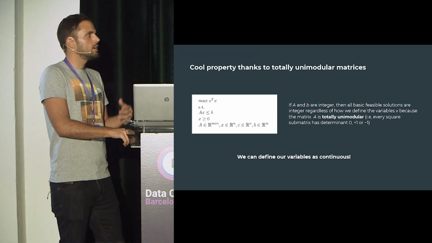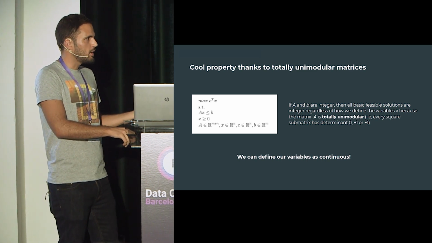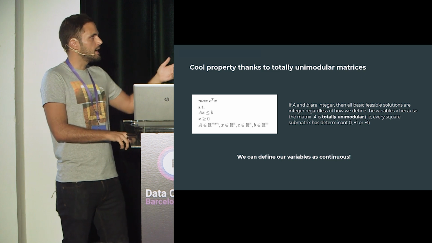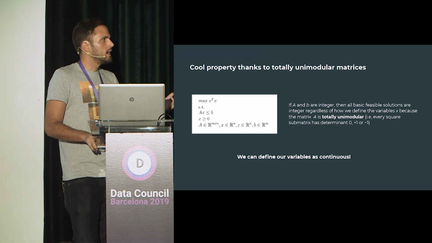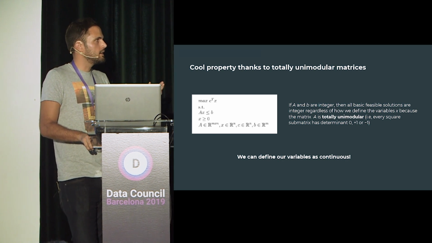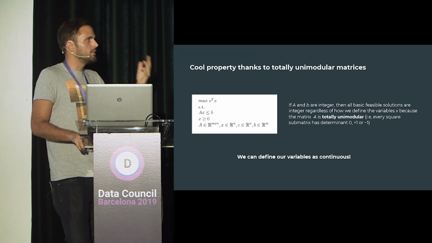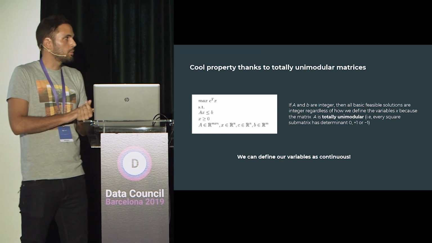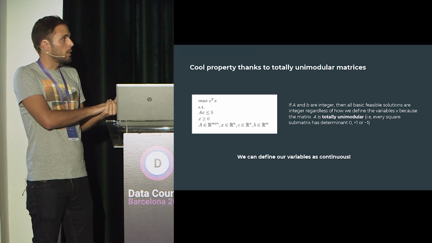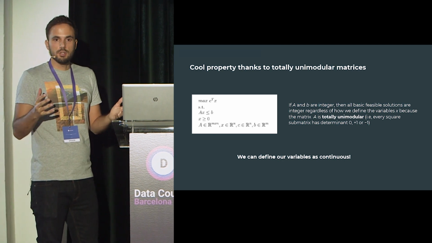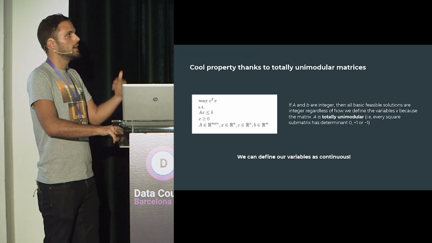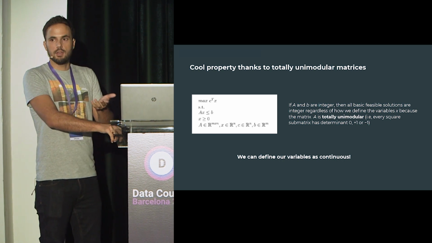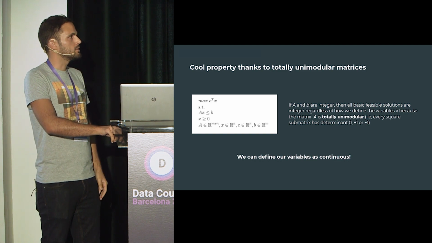Again, very fast here. There's a good thing about this assignment problem, which is that our matrix is totally unimodular, which basically means that every square sub-matrix has determinant 1, 0, or -1, and this gives us a very cool property. For our problem, we can define all our variables as continuous, and yet our solution will be integer. This is a very interesting result because it makes it easier to solve, and it gives a very efficient algorithm for the problem we're solving.